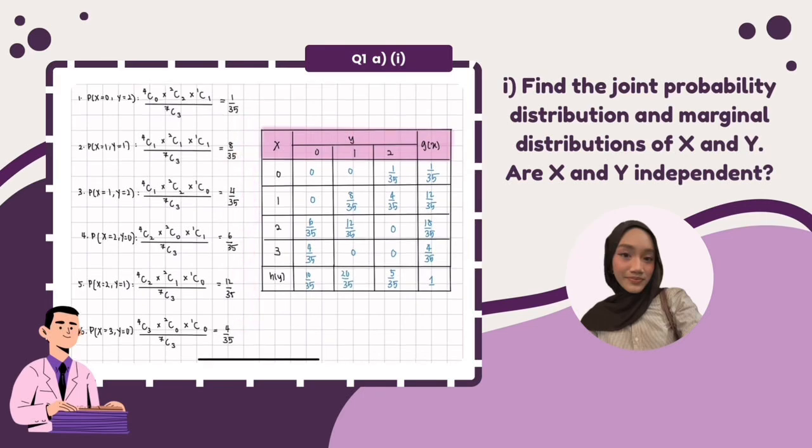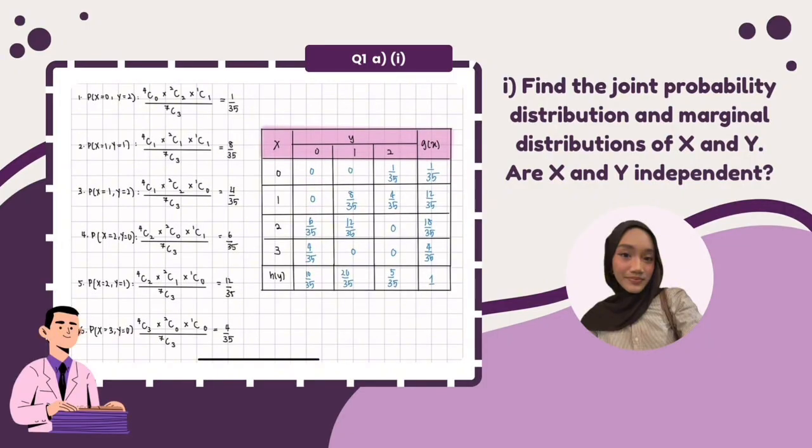Now let us find the marginal distributions. The marginal distribution of X, denoted by Gx, is found by summing across rows. So for example, 0 plus 1 over 35 equals 1 over 35. And the marginal distribution of Y, denoted by Hy, is found by summing down columns. So for example, 0 plus 0 plus 6 over 35 plus 4 over 35 equals 10 over 35. To determine whether our probabilities and our marginal distributions of Gx and Hy are right, the sum of Gx would be equal to 1 and the sum of Hy would be equal to 1.